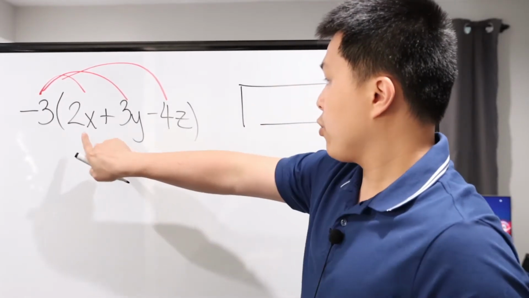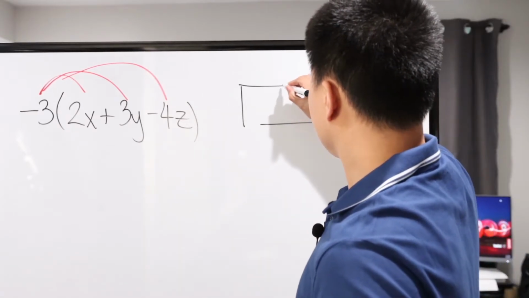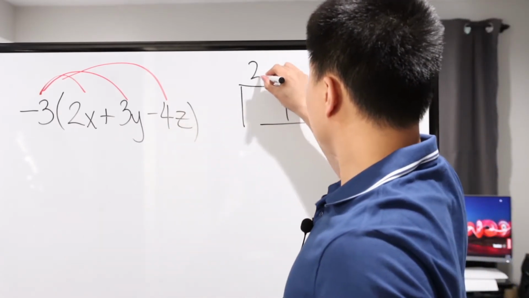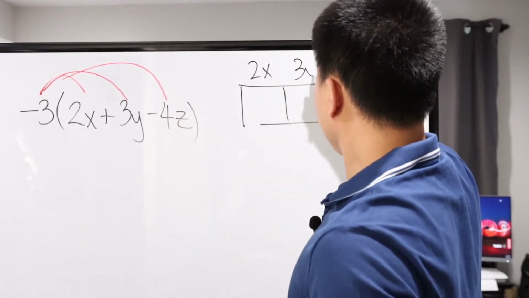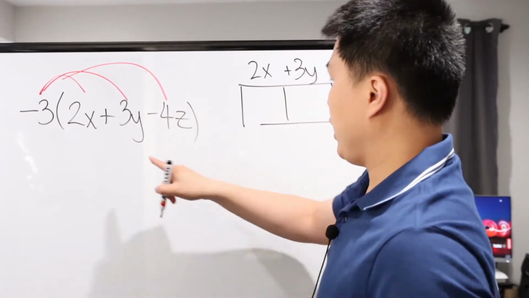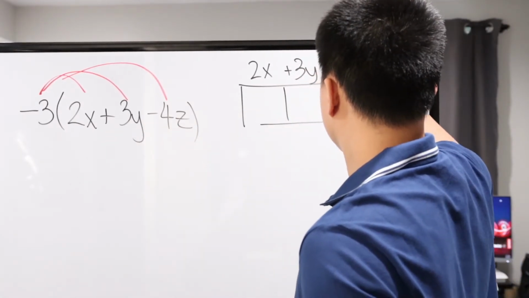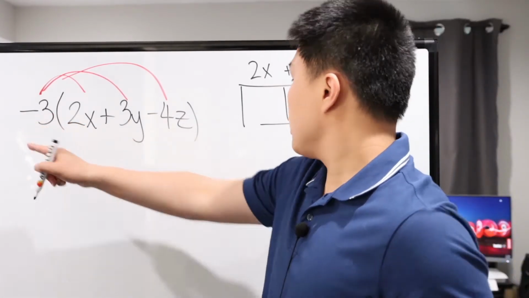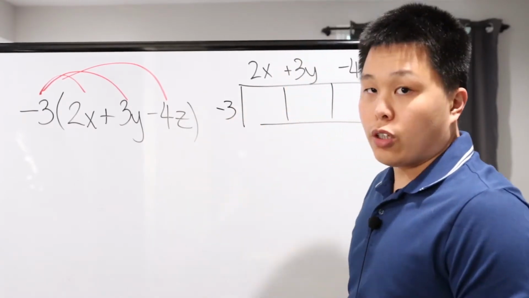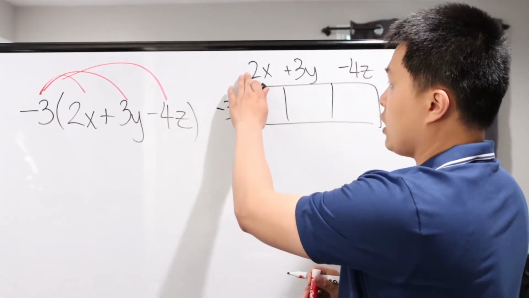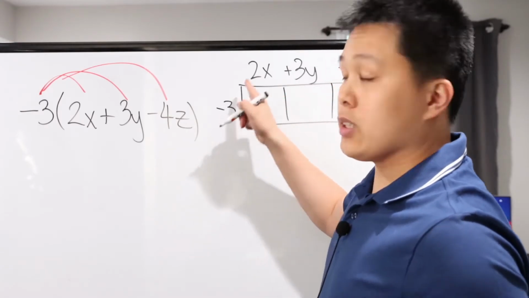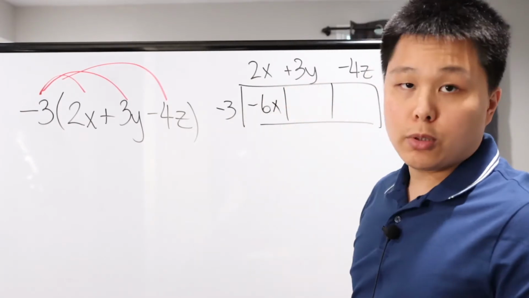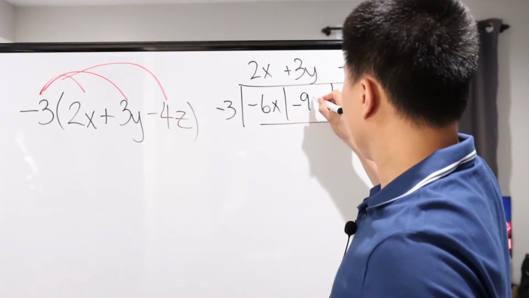Once again, there are three terms in here, so you're going to separate it so that there are three boxes. The terms you're going to put on top are 2x, plus 3y, so let's make sure we add that, and then minus 4z. This is definitely important. We've got to make sure we have the minus sign there so we know that it's negative. In this case, we also have a negative 3. So we're going to multiply, right? Negative 3 times 2x is going to be negative 6x. Negative 3 times 3y is going to be negative 9y.